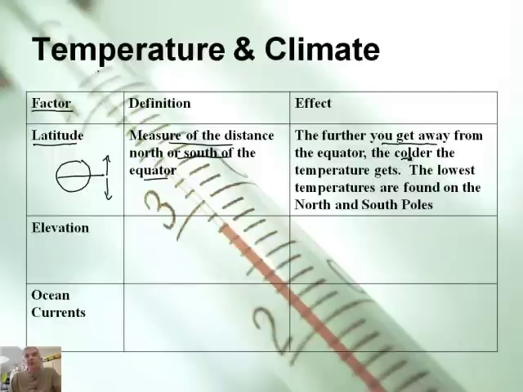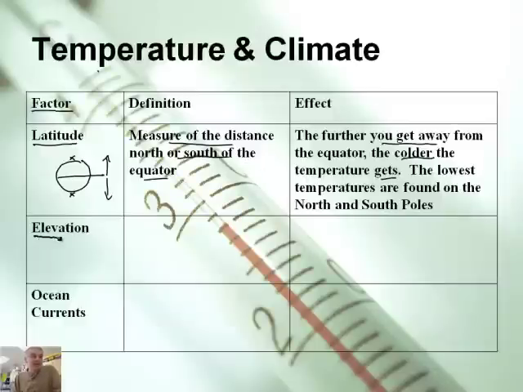The further you get away from the equator, the colder the temperature gets. The lowest temperatures, of course, are found in the north and south poles. Now, that's sort of a duh thing, but if you're going to have some kind of a climate, it has something to do with how far north or south you are.